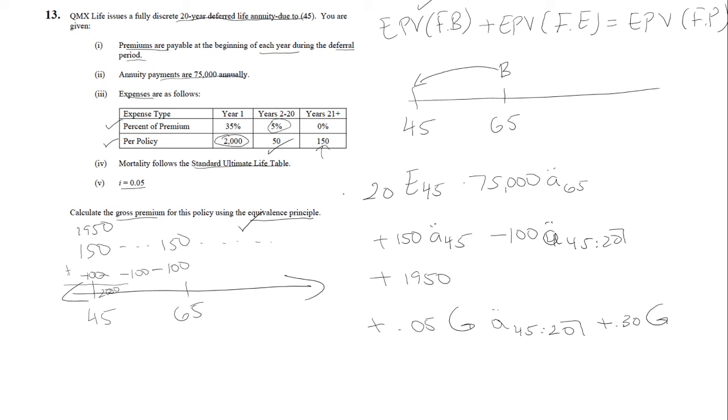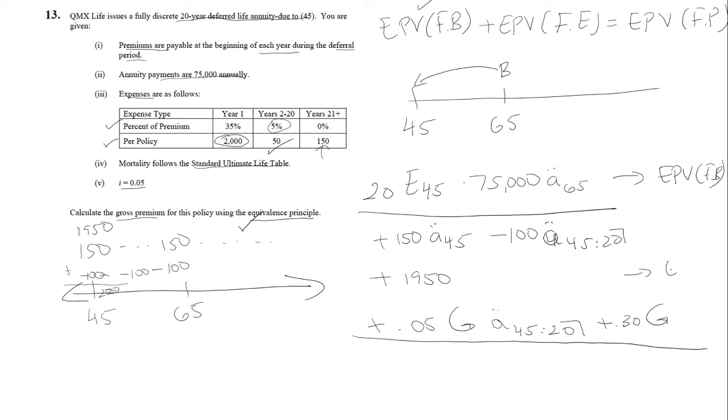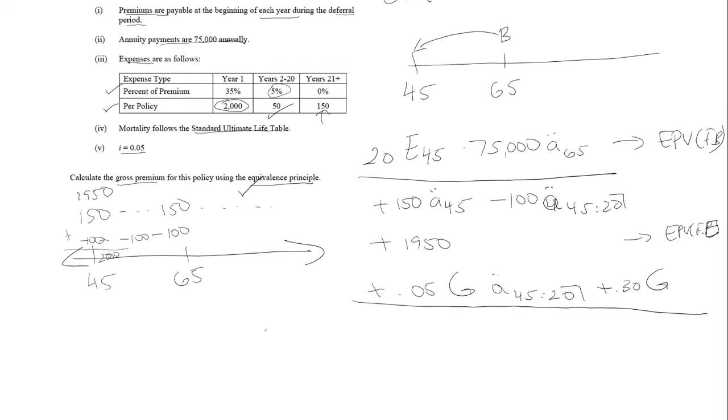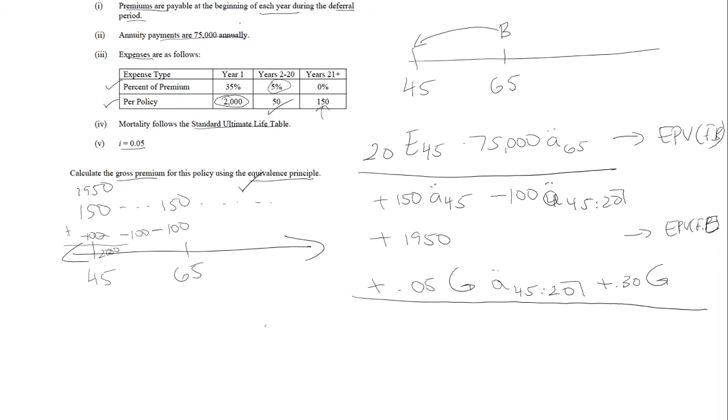Okay, so we have expected present value of future benefits, expected present value of future expenses, not premium. Now we want the expected present value of future premium, and we said that the premium is payable at the beginning of each year during the deferral period. So the premium is going to be for the first 20 years, starting at age 45.